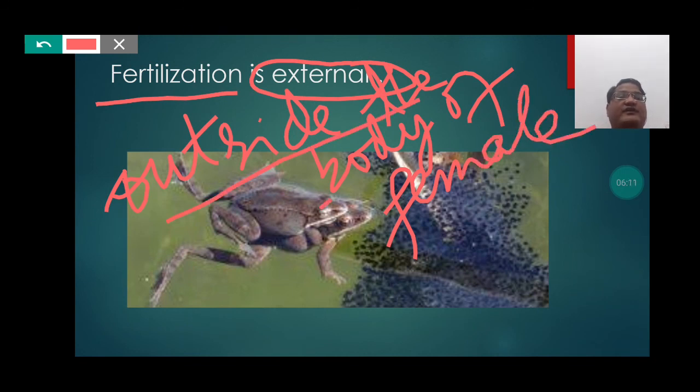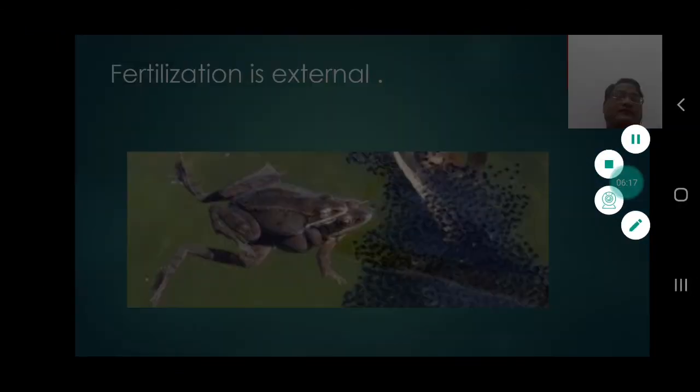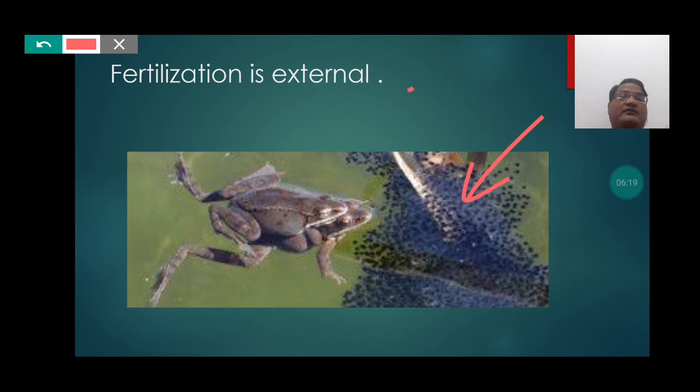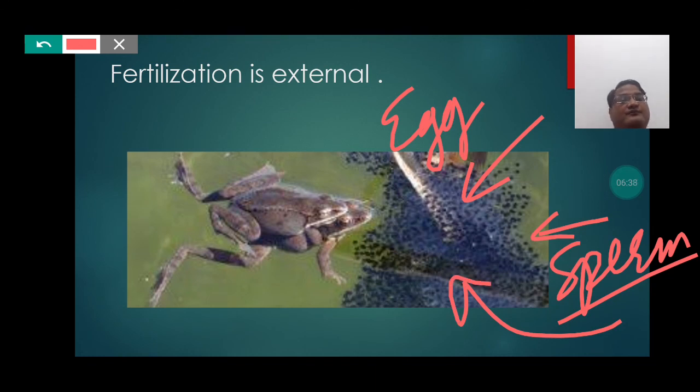So students, we can understand this concept with the help of this picture, where you can easily notice that the eggs are being dispersed in the water, and which will be further fertilized by the sperm, which also will be released by the male frog.